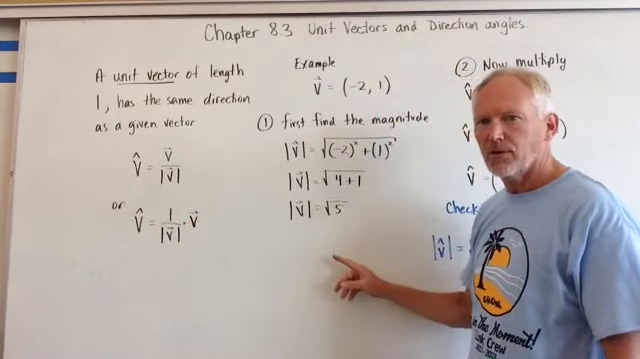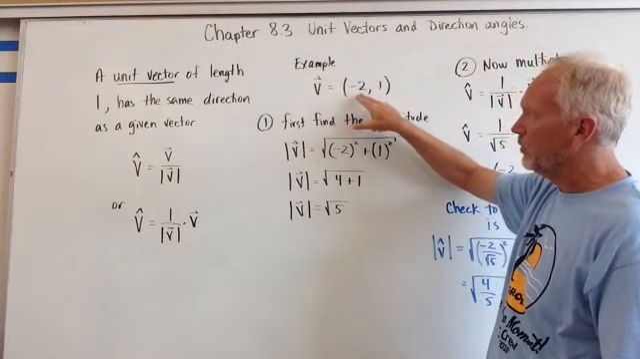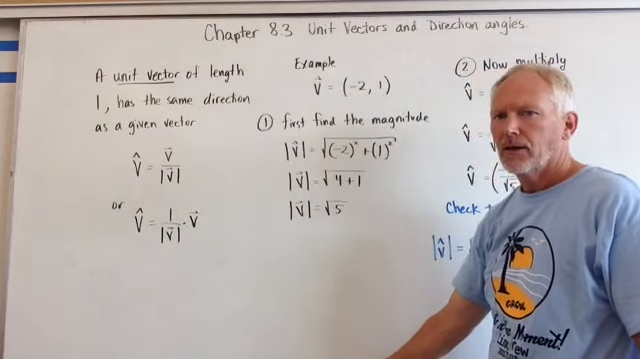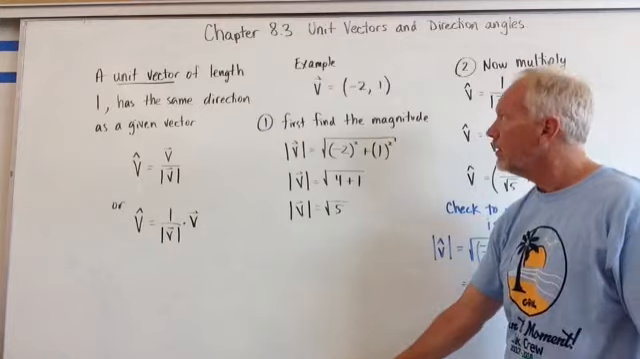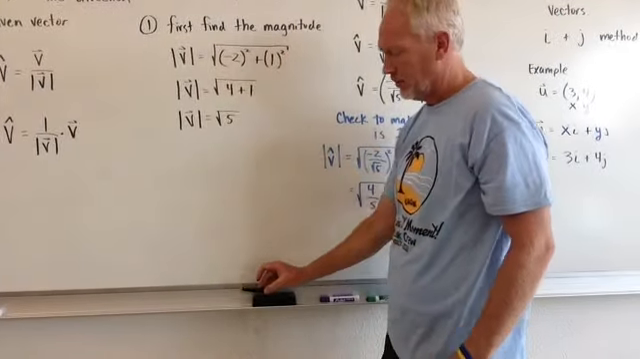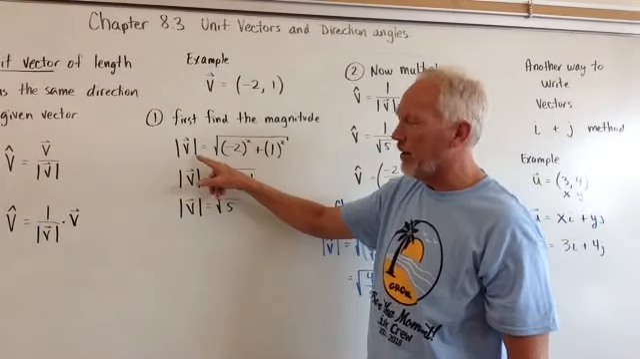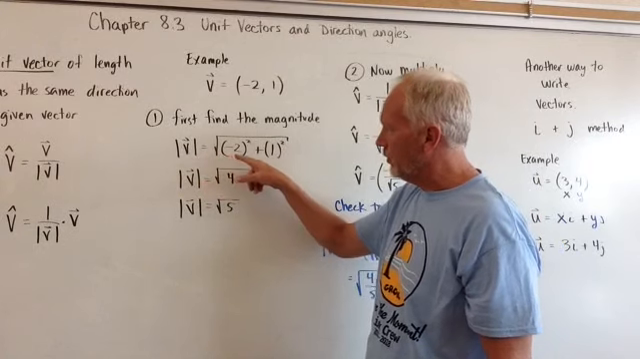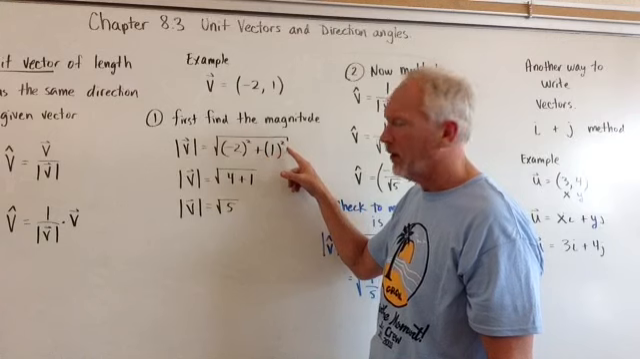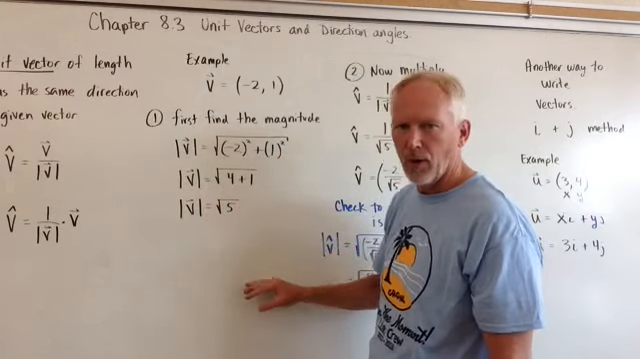So, in the first example, we have a vector v equal to negative 2, 1. First we want to find the magnitude. The magnitude of v is the square root of negative 2 squared plus 1 squared. So the magnitude of the vector v is 4 plus 1, or the square root of 5.